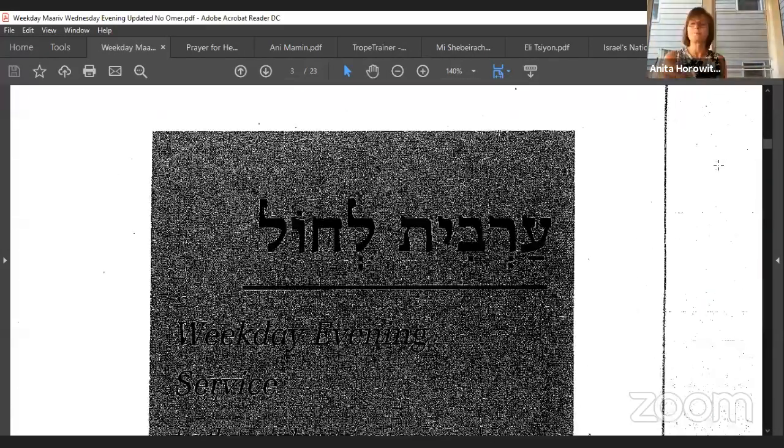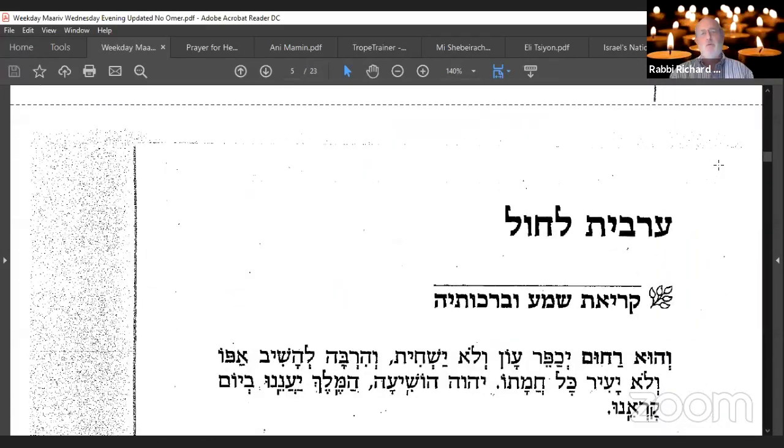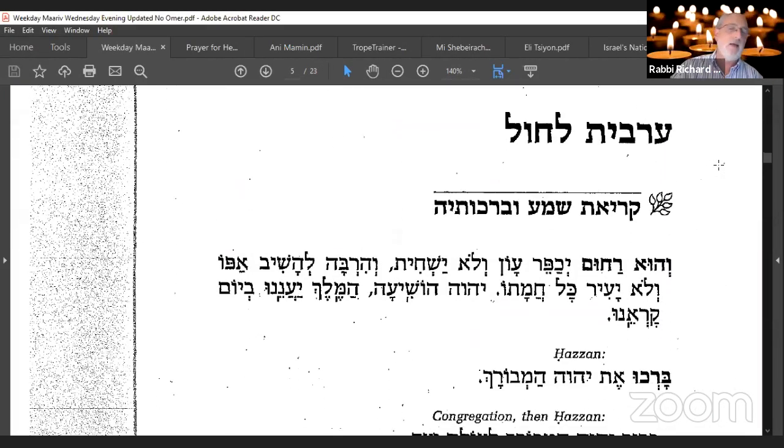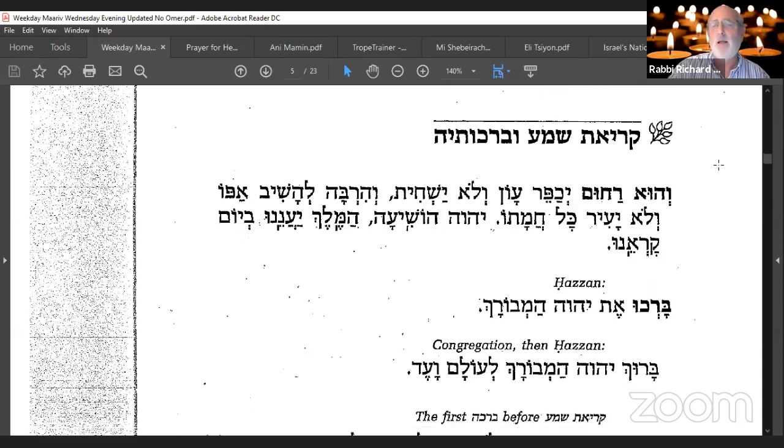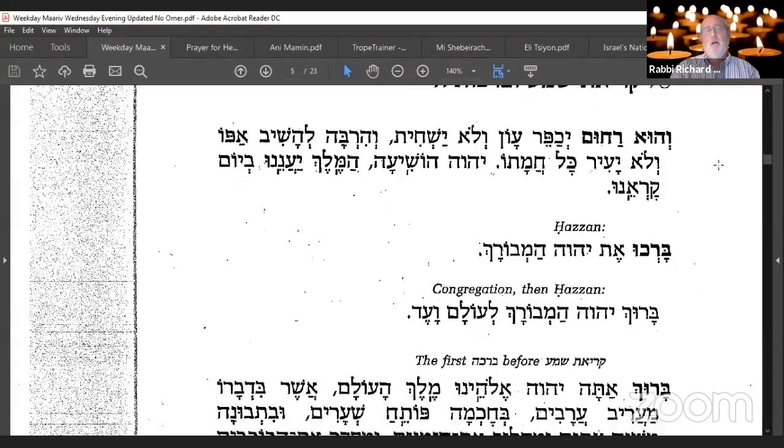Well, that will conclude our afternoon service. We're going to begin the Ma'ariv service at this time. And again, I will remind you that it is Tisha B'Av. It is a very subdued service. We are mourning. We are mourning the destruction of the temples and other things that we'll talk about later on in our service.